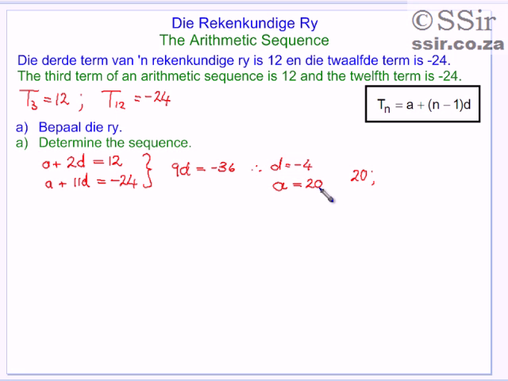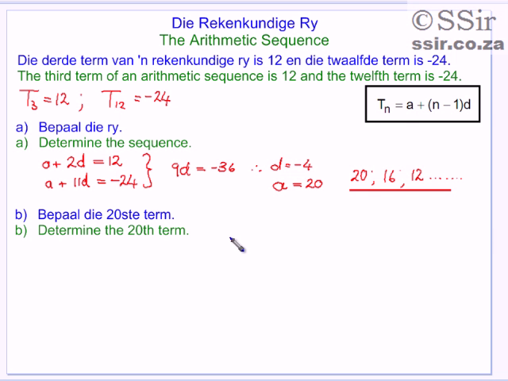How do we find the value of the second term? We must add minus 4 to the first term, and that gives us 16. And then the third term will be minus 4 plus 16, which gives us 12. And so we continue with the sequence.